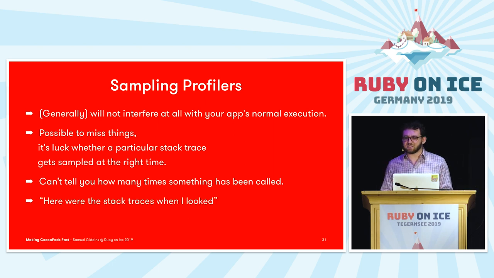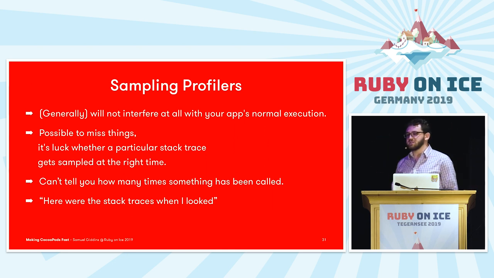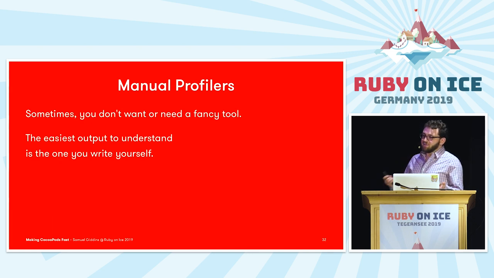They basically just say, I sampled every 10 milliseconds for 10 seconds, and here are all the stack traces every time I looked. And that's really all a sampling profiler can tell you: what was at the top of the stack at the time it took a look? And now here's a term that I'm coining, a manual profiler.